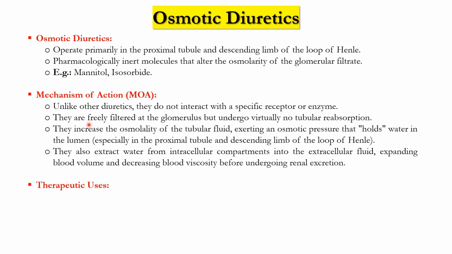They are freely filtered at the glomerulus but undergo virtually no tubular reabsorption, and hence they increase the osmolarity of the tubular fluid so that they can exert an osmotic pressure that holds water in the lumen, especially in the proximal convoluted tubule and the descending limb of the loop of Henle.